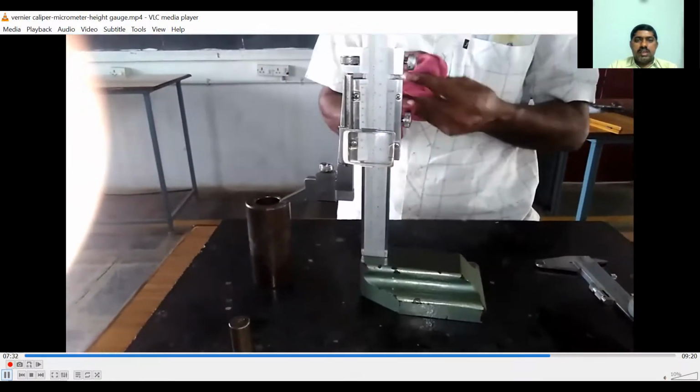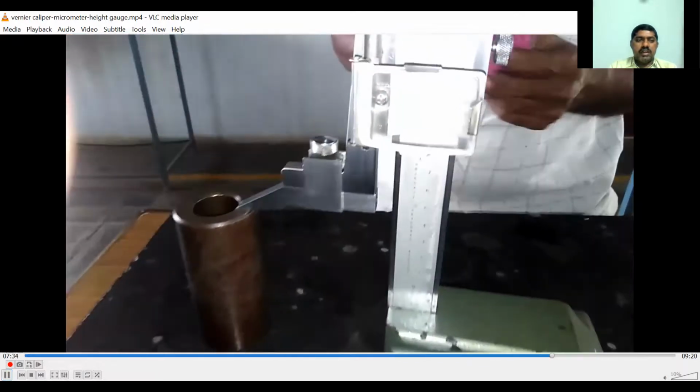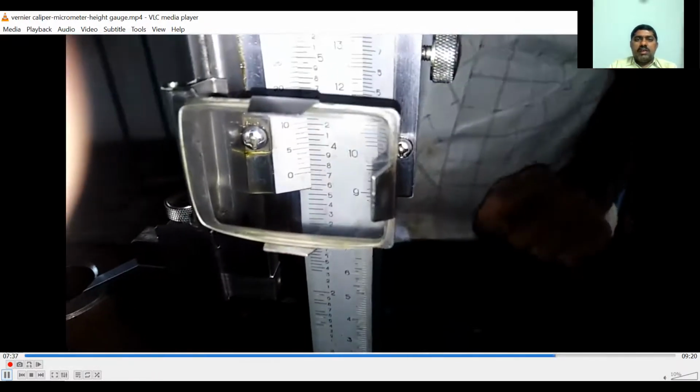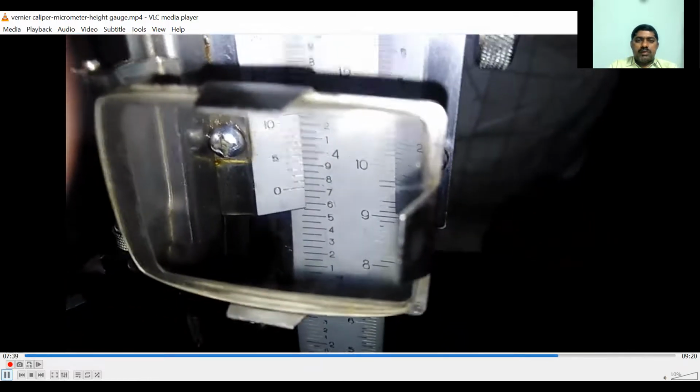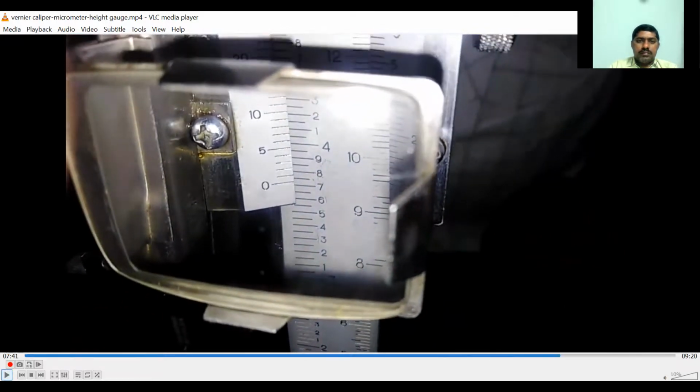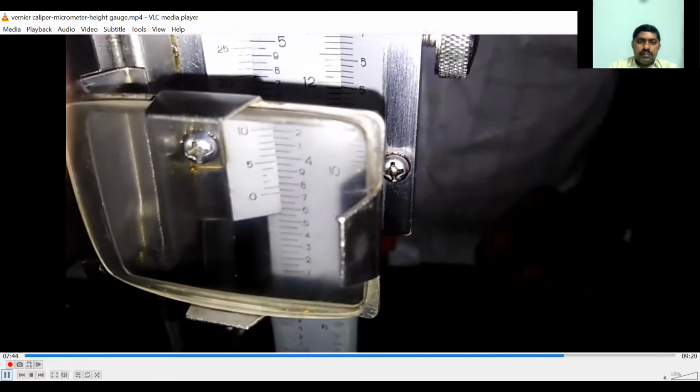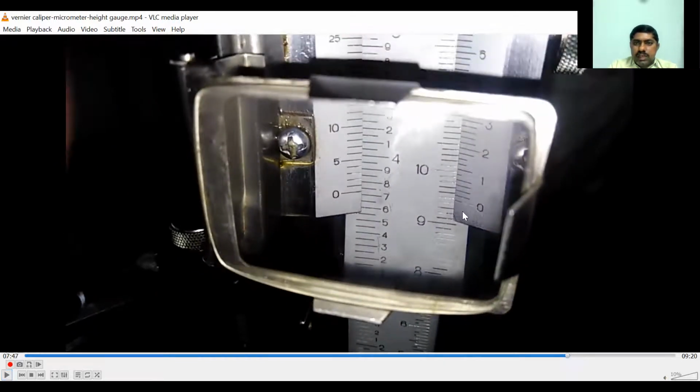Now we will see what the main scale reading is and what the vernier coincidence is on the instrument. Here it is 9, which means 90 mm, since these are represented in centimeters. So 9 is 90 mm. And this is 1, 2, 3, 4, right? So 94 is the main scale division, and this is 95.